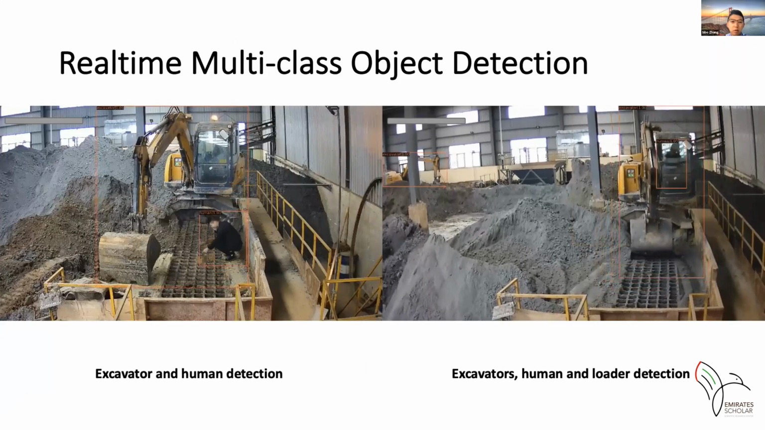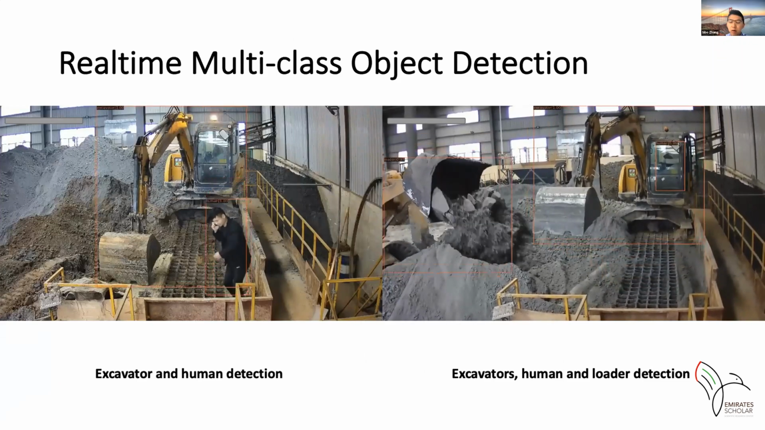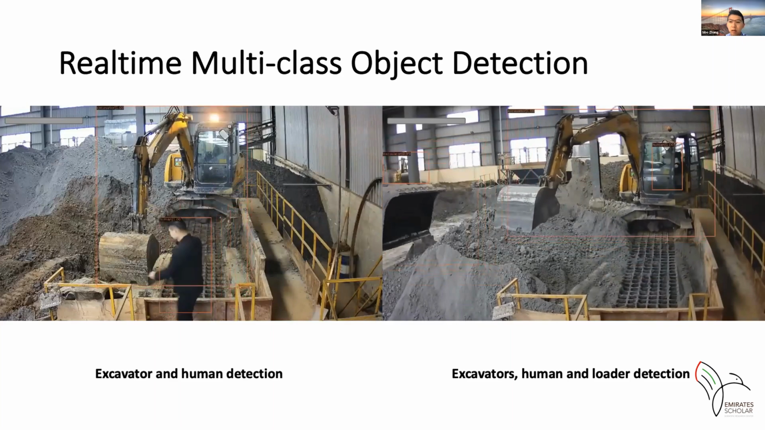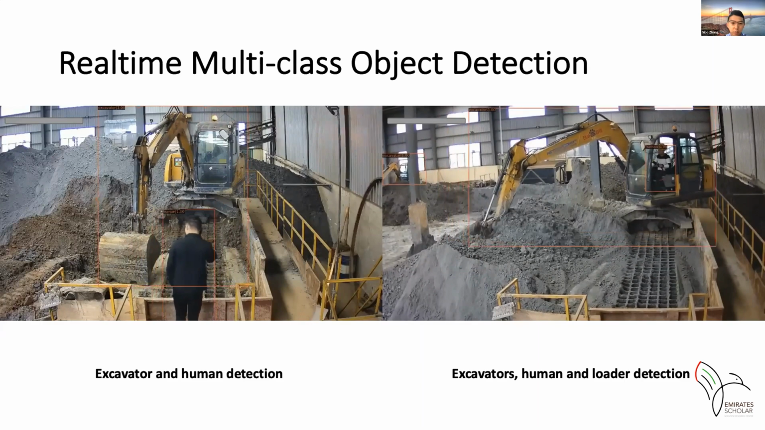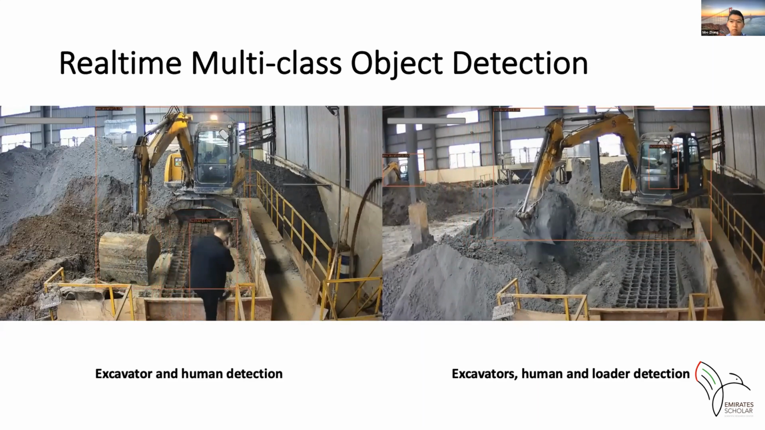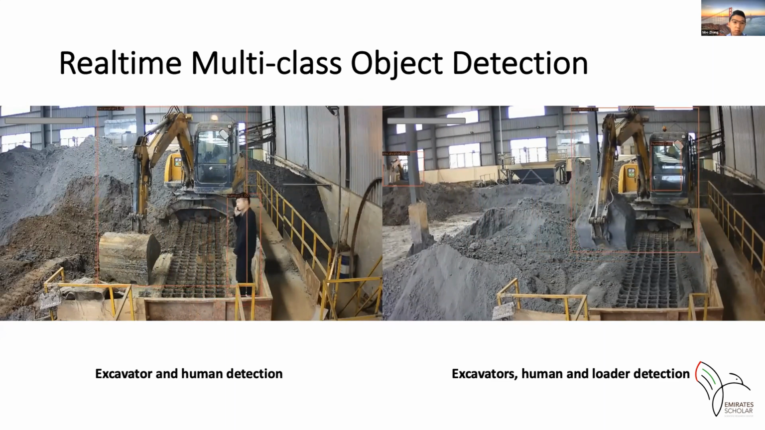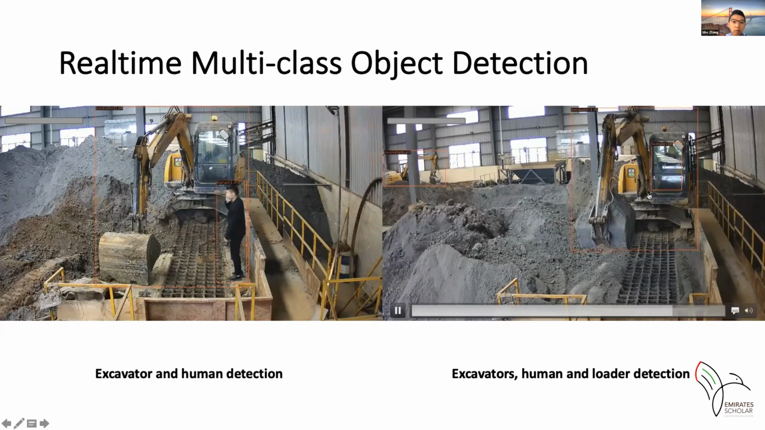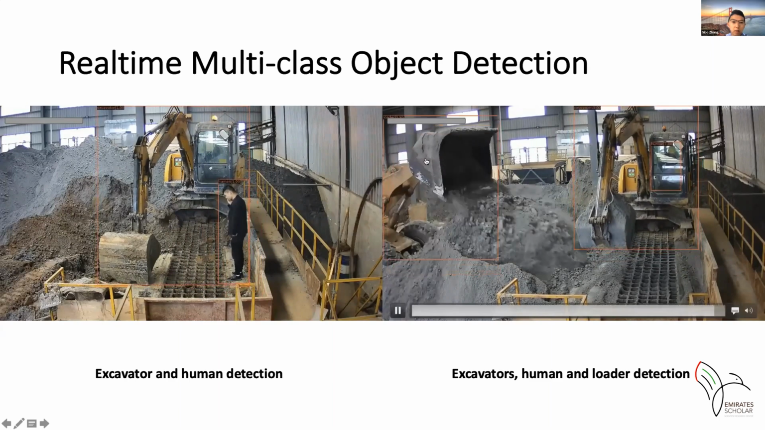Here, we're showing some demo. We collect things including excavator, human, and loader. And here, the multi-class objects are detected in real time. You can see on the left, there's a human here, and on the right, there's a loader here, and there's an excavator in the behind.